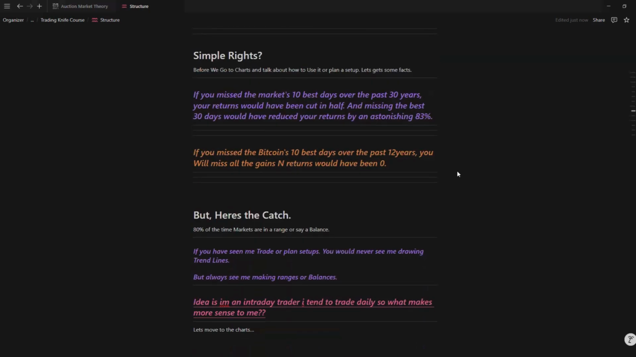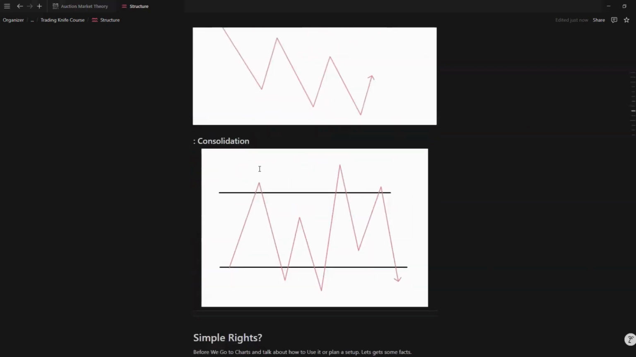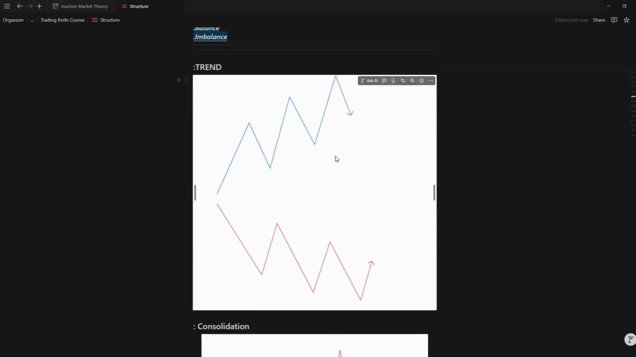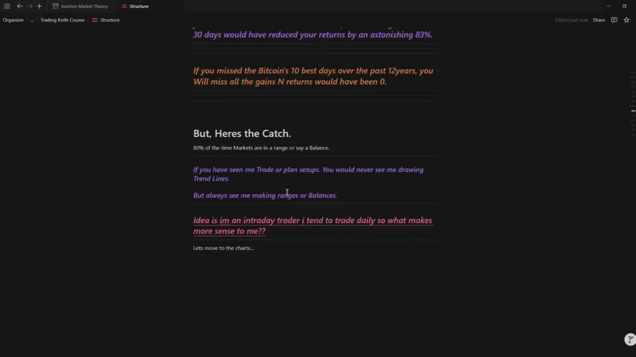So the point I'm making here is that trends are important too, but here's the catch: 80% of the time markets are in a range, or say a balance or consolidation. If you have seen me trade or plan the setups which I share, you would never see me drawing trend lines, but you will always see me marking the ranges and balance. I don't ever draw this stuff unless I want to explain something or look at the bias. Almost never do I draw it to make a trade.